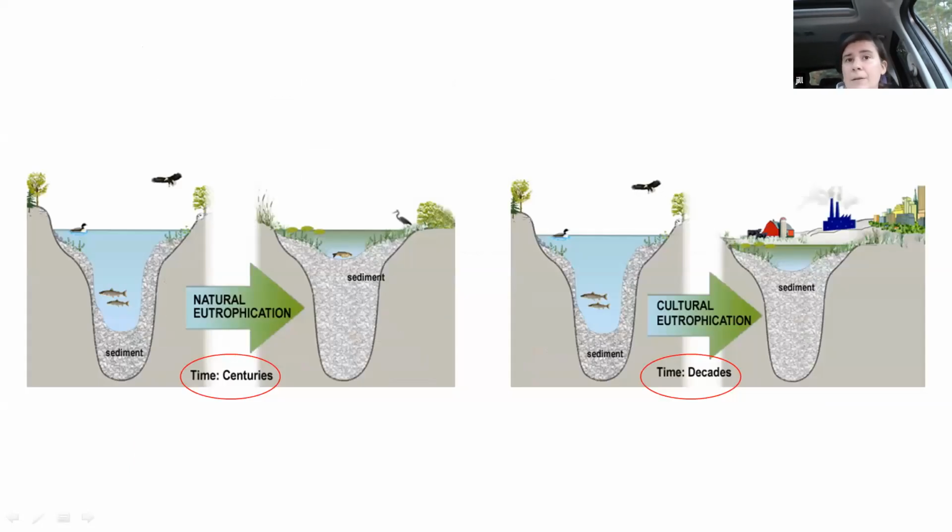So natural eutrophication tends to take centuries or even millennia to achieve. All lakes do eventually go through this process of meadowification. But what we're finding now, because of building and what's considered cultural eutrophication, basically just development, is that we have expedited this process into decades rather than centuries or millennia.